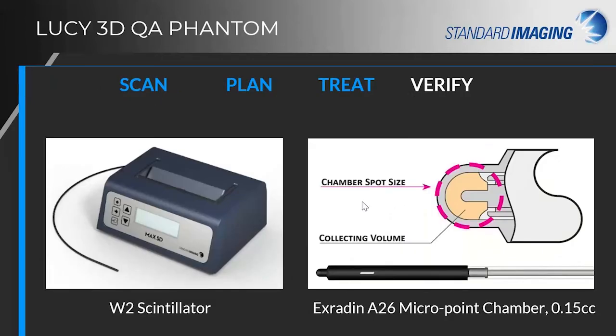So 2 of the best detectors to use to verify your small field delivery are the W2 scintillator with Max SD and the X-Radon A26 micropoint chamber. The W2 is the next advancement beyond our W1 scintillator. It includes a 1 by 1 millimeter fiber with a KQ of 1. That makes it absolutely the premier measurement detector for the smallest of small fields.